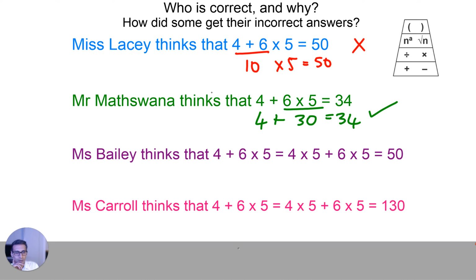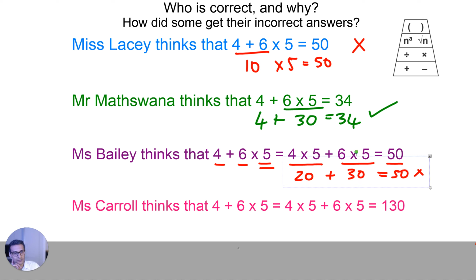Miss Bailey. Now let's see, how did Miss Bailey get 50? She did 4 times 5 and 6 times 5. So 4 plus 6 times 5: 4 times 5 is 20, 6 times 5 is 30, 20 plus 30 is 50. This is not correct.